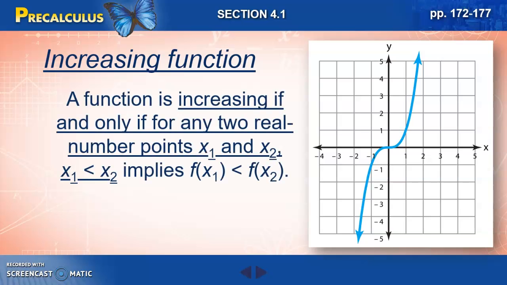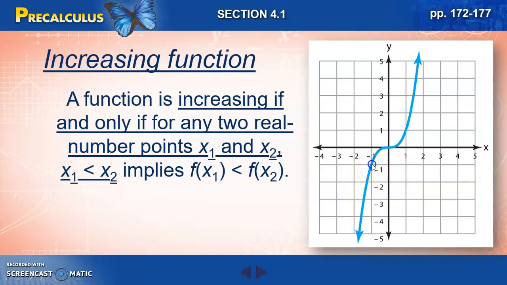Here is our official definition. A function is increasing if and only if for any two real number points, x1 and x2, x1 is less than x2, and that implies that the function of x1 is less than the function of x2. Now these 1 and 2 don't have any mathematical operational significance. They're not like exponents. They're just subscripts, helping us to identify which x point we're talking about. So this is the first x point, and this is the second x point. Now when we pick our x1 and our x2, we're always moving left to right. So our x1 is going to be on the left, and our x2 needs to be to the right of that.